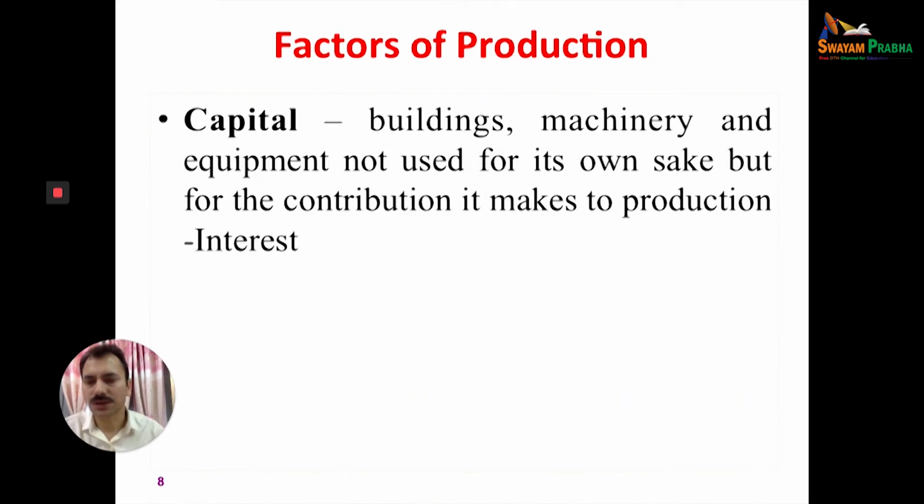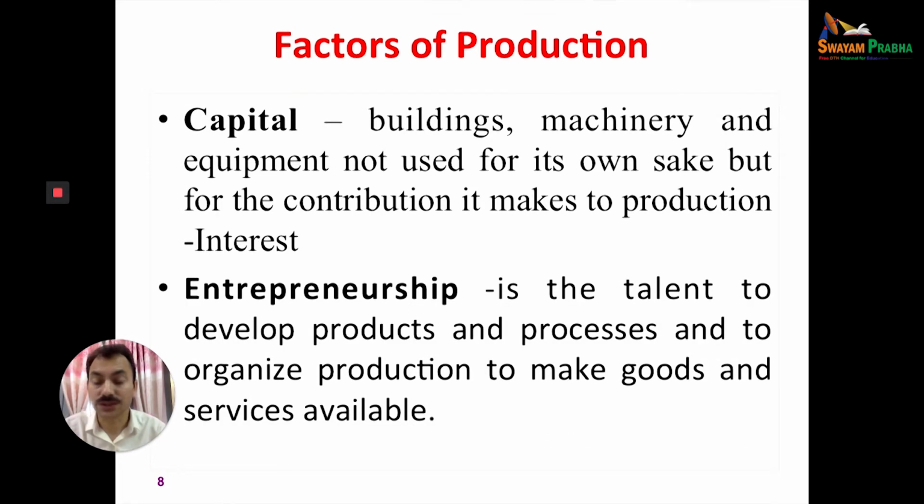Third is capital. Buildings, machinery, and equipment not used for their own sake but as a contribution to production are called capital. Capital is for the purpose of investment, for the purpose of production. Buildings, machinery, equipment, etc., when we use them for further production, are called capital. And the reward, the payment made to capital, is known as interest. Entrepreneurship, which is one of the important factors of production, is the talent to develop products and processes, and to organize the factors of production to make goods and services available. And the payment made to entrepreneurship is known as profit.